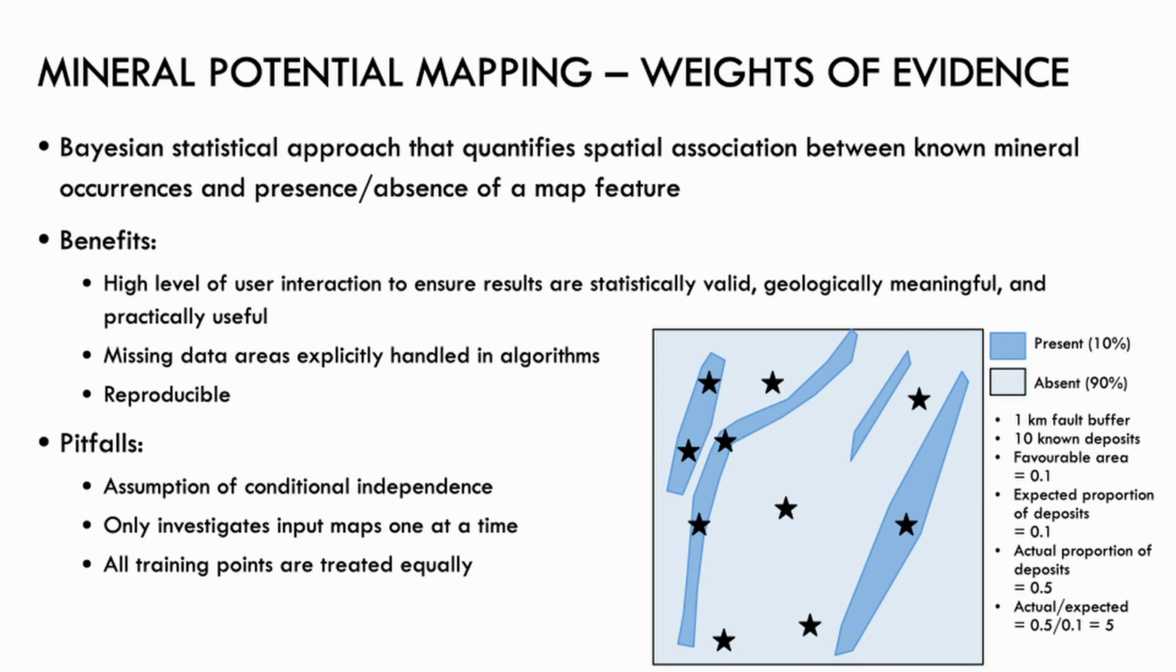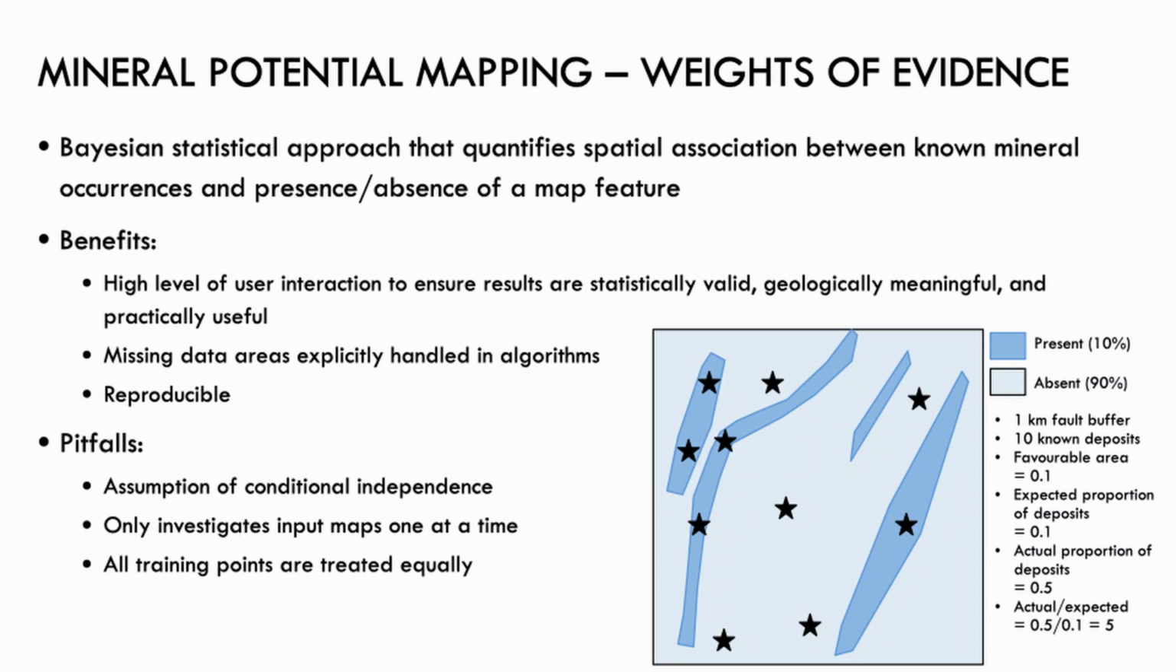So weights of evidence, the basis for the original study, looks at quantifying the spatial relationship between a set of known mineral deposits that represent the mineral system being targeted and the presence or absence of a particular map feature. And it's effectively looking at the relationship, the ratio between the actual number of deposits found within a certain area versus the expected number if those deposits were randomly distributed.